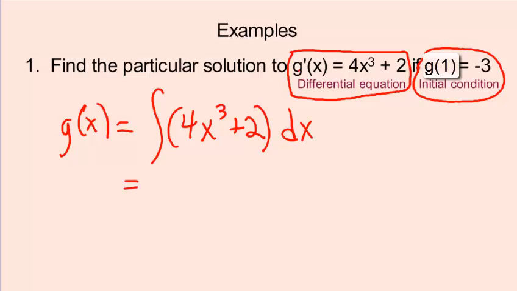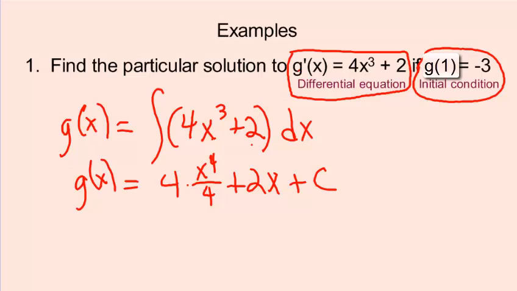Integrating 4x cubed is going to leave me with 4, and then x to the 4th over 4. The 4 gets pulled out as a constant, and then x cubed becomes, if you follow the up a power over that power rule, x to the 4th over 4. Integrating 2 will give me 2x with a plus c at the end. This is g of x. I can simplify this, of course, to just x to the 4th plus 2x plus c.